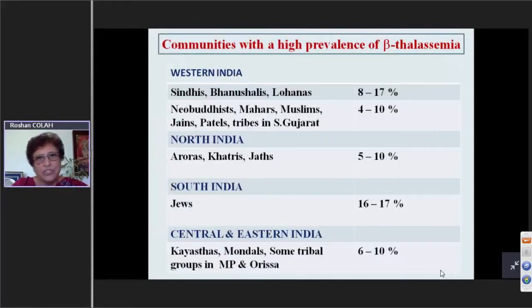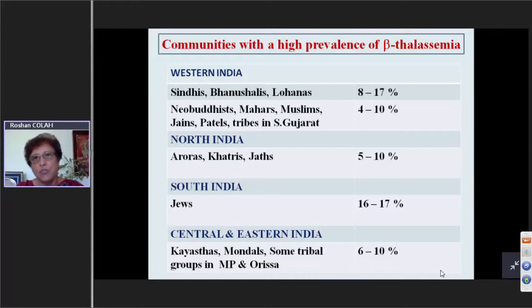Now there are communities, as I said, with a very high prevalence, and these are some of these communities. In Western India, we have the Sindhis, the Bhanushalis, Lohanas, anywhere from 8 to 17%. Then we have the Buddhists, the Mahars, Muslims, Jains, Patels. And it's not just caste groups, but even some tribal groups, which now show a high prevalence of beta thalassemia.